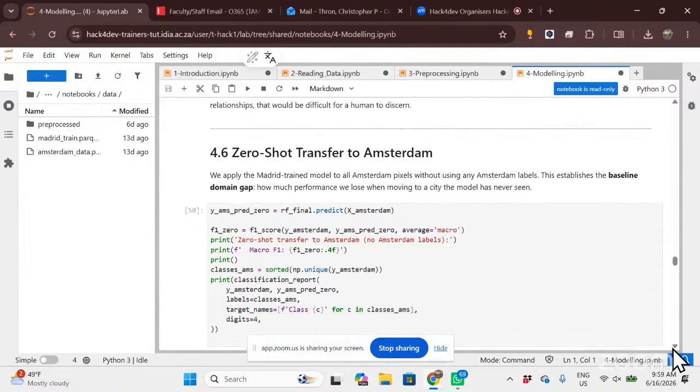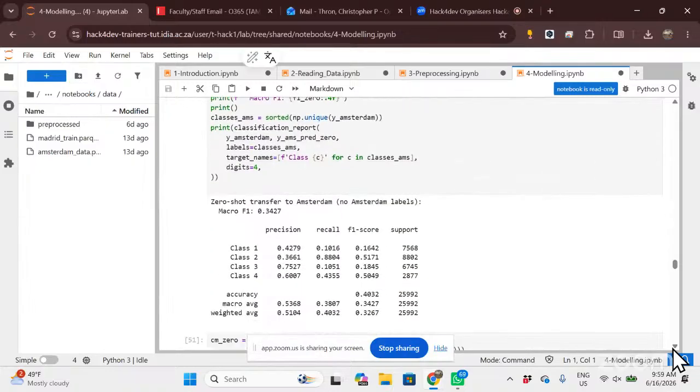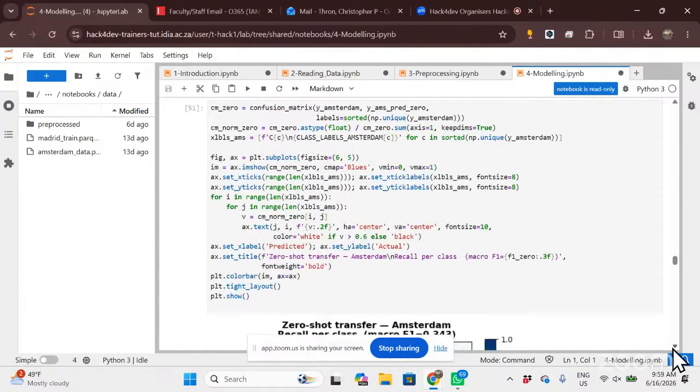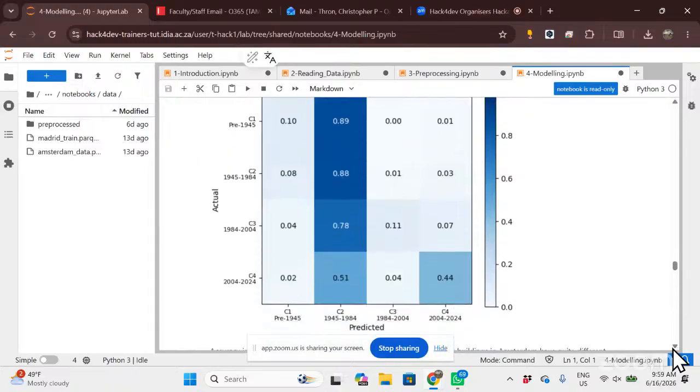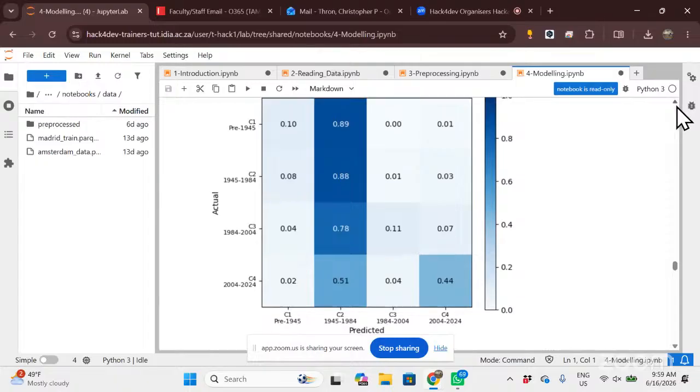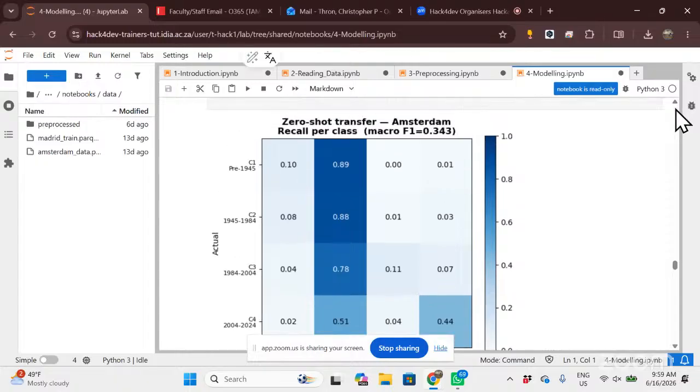Okay. All right, so then this here is showing the same model on Amsterdam. How good is this model doing? This model is awful. It's predicting everything as class 2. Once again, this is your class imbalance. It's predicting everything as class 2. But this is using exactly the same model on Amsterdam and Madrid.